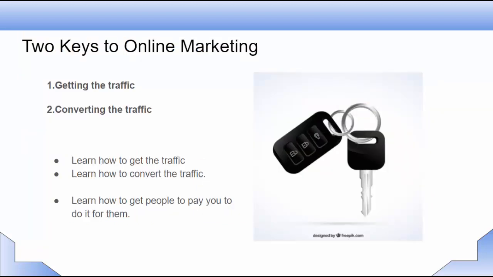Now, there are 2 keys to online marketing, just 2 keys. Whatever you do with online marketing, there are just 2 things you're trying to do. Number 1, get the traffic. Number 2, convert the traffic. What does this mean? Getting traffic simply means getting people to know about something, getting eyeballs to see your offer, your business, or your sales letter, or your brand. Because seeing is the first step. If they don't even see, they can't buy.